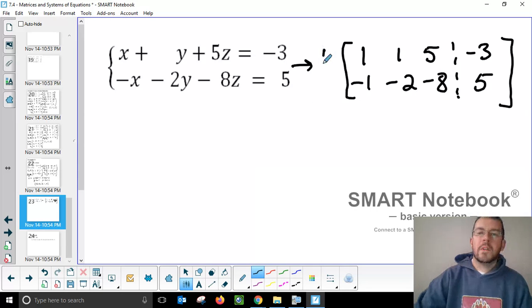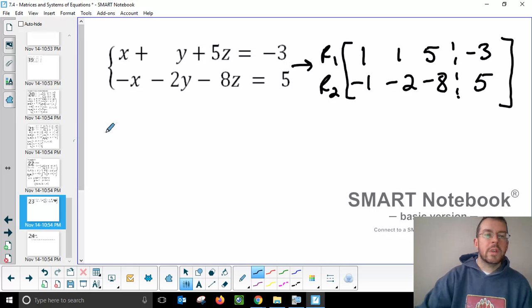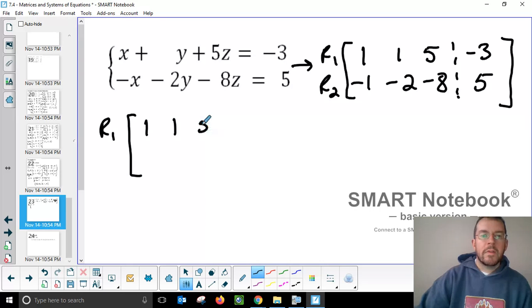Alright, so of course this is my row 1, this is my row 2. First time through, I want to fix my first column. I want this to be a 1, which it is. I want this to be a 0. Alright, so first thing I can do is my row 1 we said was fine. So 1, 1, 5, negative 3.